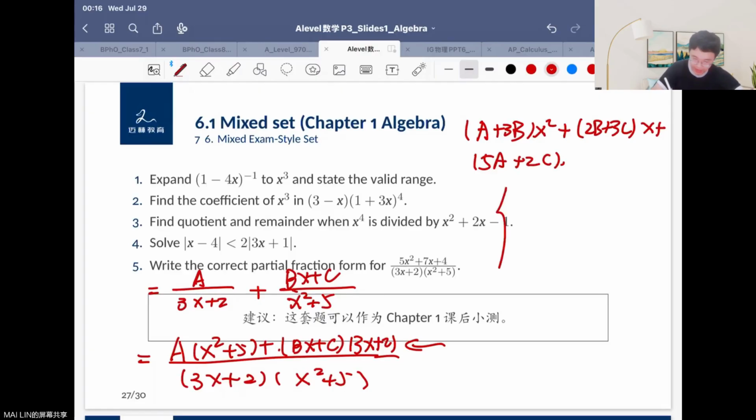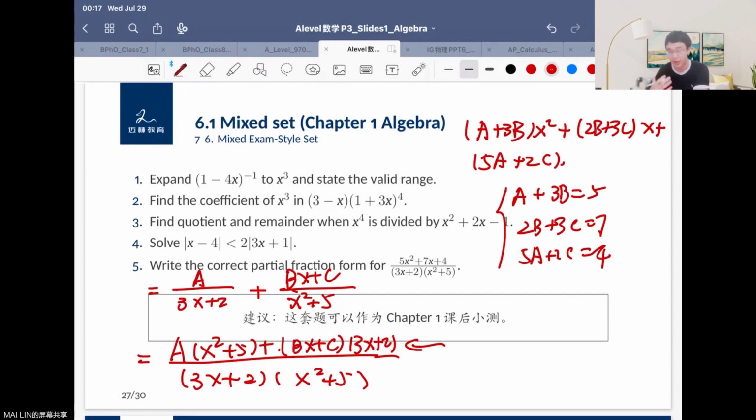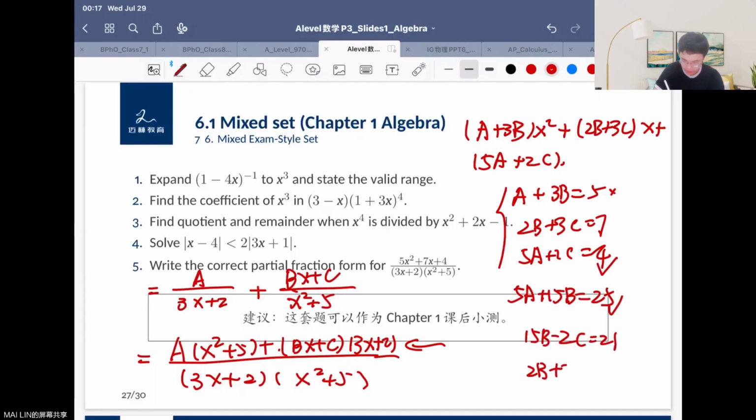So we can say that here we have a plus 3b equals 5, right? 2b plus 3c equals 7, and 5a plus 2c equals 4, right? So we can just calculate the exact values of a and b and c. After that, let's just try to calculate a little bit. We have 5a plus 2c. You can first multiply the first equation to get 5a plus 15b equals 25, and then subtract these two. 15b minus 2c equals 21, and 2b plus 3c equals 7. But then you can calculate b, c, and a.